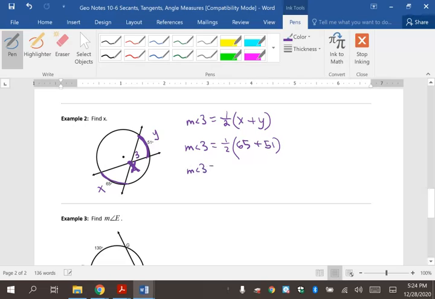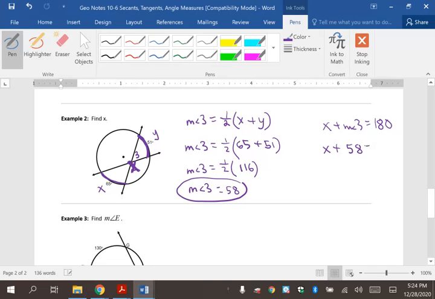So the measure of angle 3 is 1/2 times 116. So the measure of angle 3 is 58. Make sure we're answering the question, and the question is to find the measure of angle x. Well, x plus the measure of angle 3 form a line. They are a linear pair, so by the supplement theorem, they add to 180. So we have x plus 58 equals 180. Subtract 58 from both sides. So x is 122. That is the final answer for this problem.